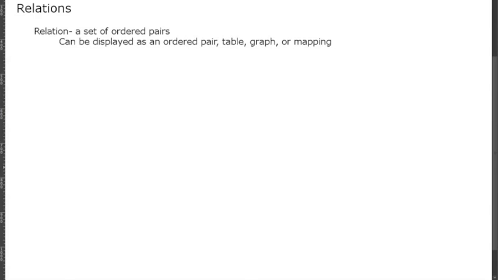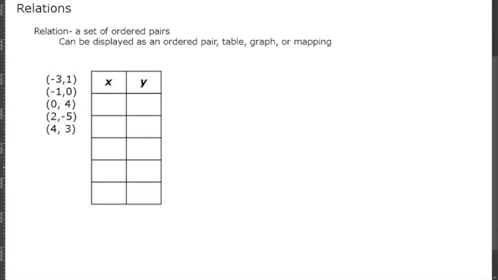So let's look at the relation (-3, 1), (-1, 0), (0, 4), (2, -5), and (4, 3). Those are the ordered pairs. As a table, we would write this as -3, 1 for the first coordinate, -1, 0 for the second coordinate, 0, 4, 2, -5, 4, and 3.